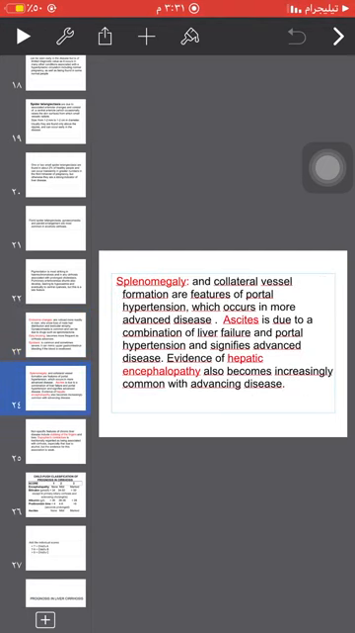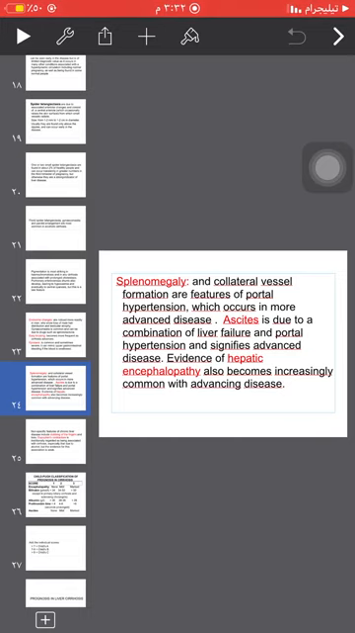Splenomegaly and collateral vessel formation are a feature of the portal hypertension. يصير splenomegaly ويصير عندك collateral vessel feature of the portal hypertension. مثل ما تعرفون أنه عندك 3 مناطق يصير بها collateral circulation. عندك lower part of the esophagus, around the umbilicus, and lower part of the rectum. فإذا يصير collateral circulation فاعرف أنه هاي بسبب البورتال hypertension. الأسايتس ليش؟ بسبب يعني combination of the liver cirrhosis و portal hypertension and signifies the advanced disease.